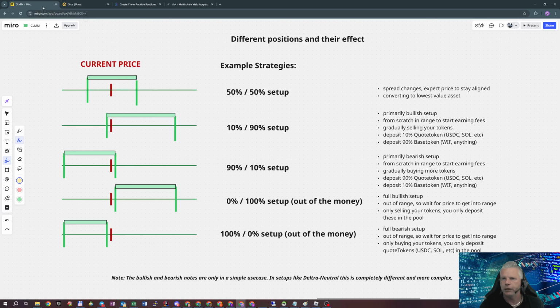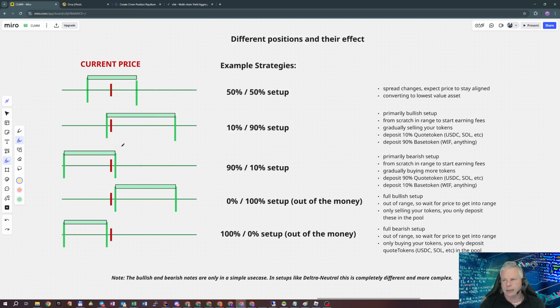So let's go back here. You have seen now that you are gradually selling your tokens. We get that, right? And then we also have the deposit way where you're almost only doing a little bit of deposit there and almost only depositing stuff here.